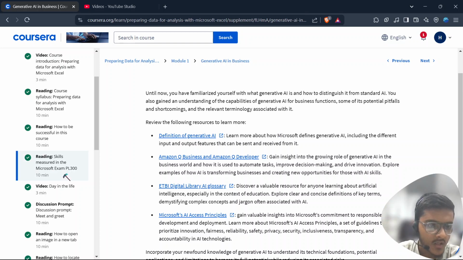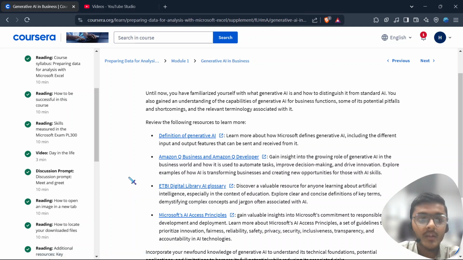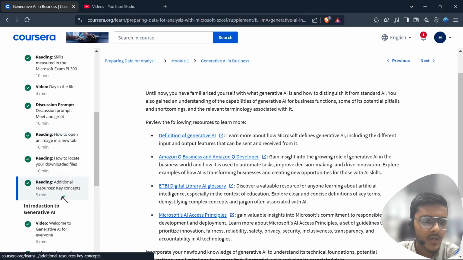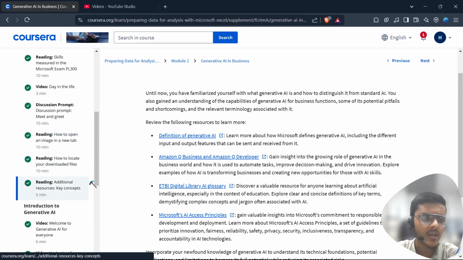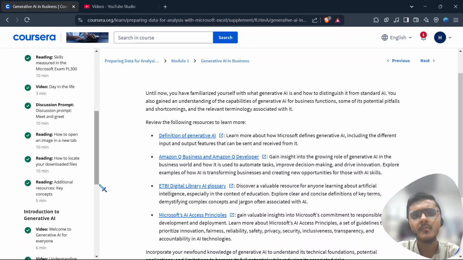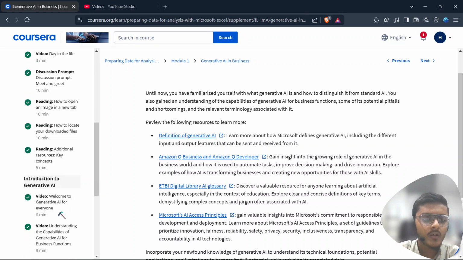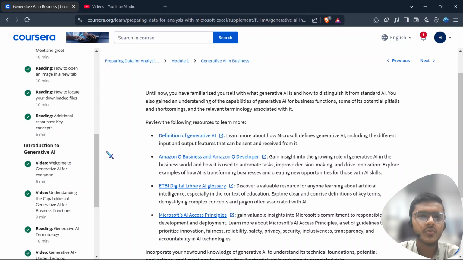I just explored that. Then we have how to open an image. This was a very basic lesson. We were told how to open an image, like right-clicking on an image and clicking on open image in new tab. Then we have how to look at and download files in different browsers, for example, Chrome, Brave, Edge, Firefox. Additional key concepts was basically about the exam as well as the course and its special features.